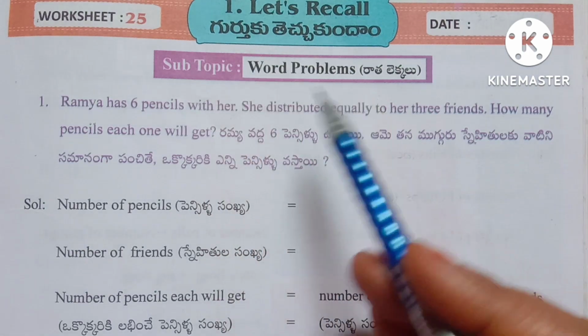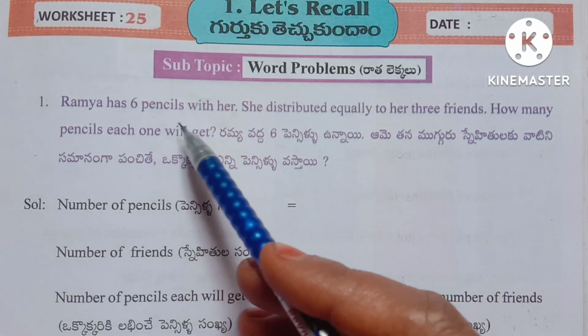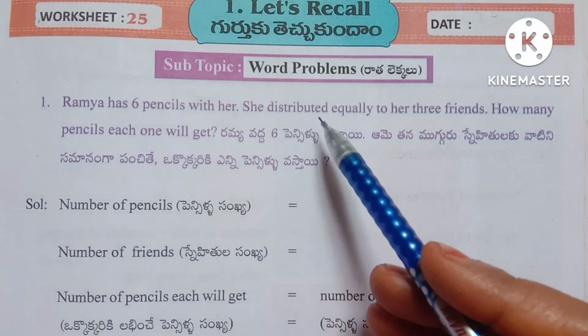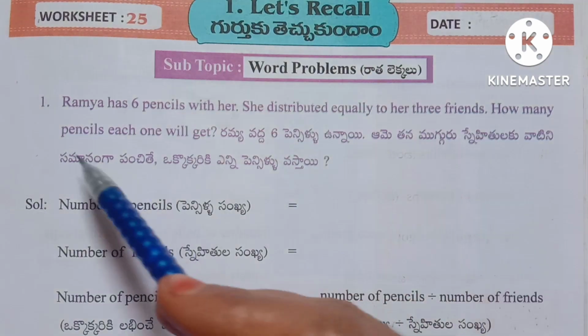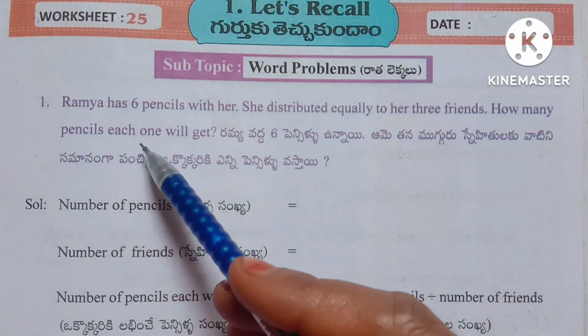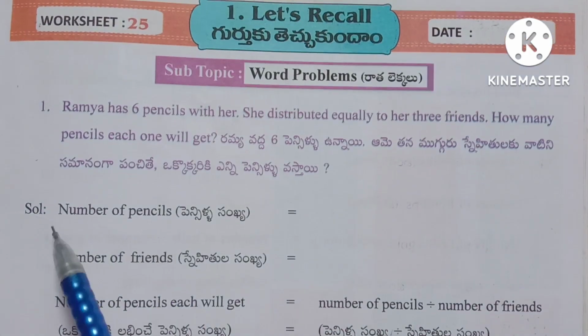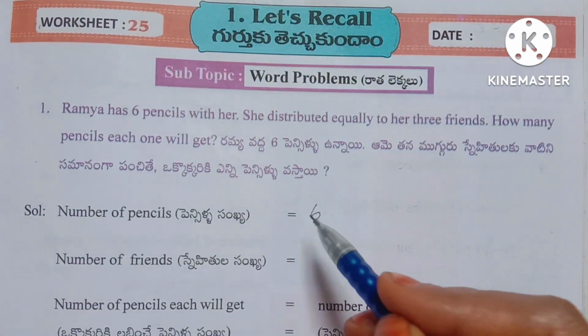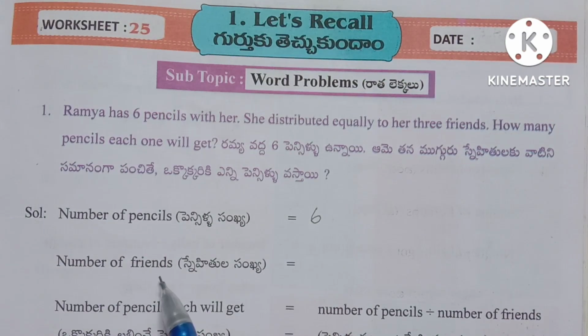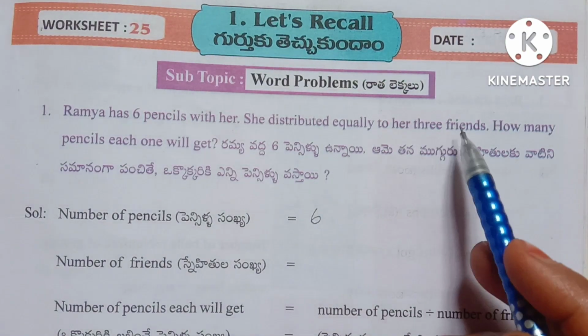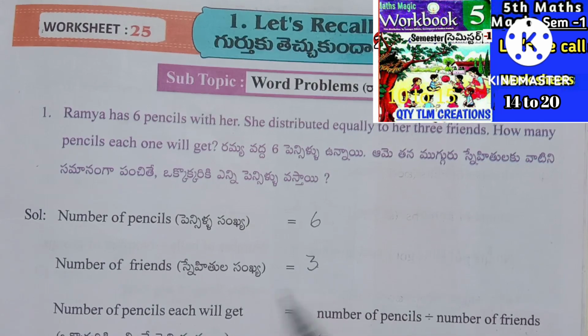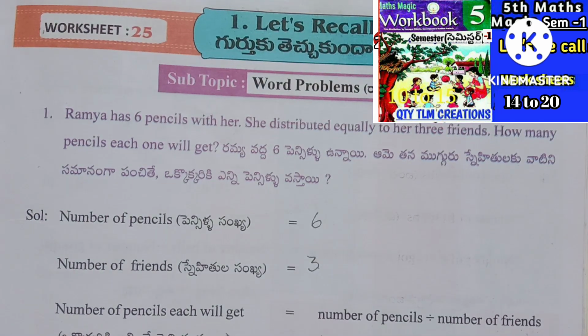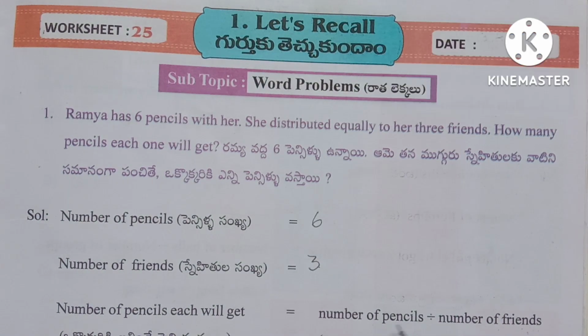Next, worksheet number 25, subtopic word problems. First question, Ramya has 6 pencils with her. She distributed them equally to her 3 friends. How many pencils will each one get? Number of pencils equals 6 pencils. Number of friends, how many friends are there? 3 friends.